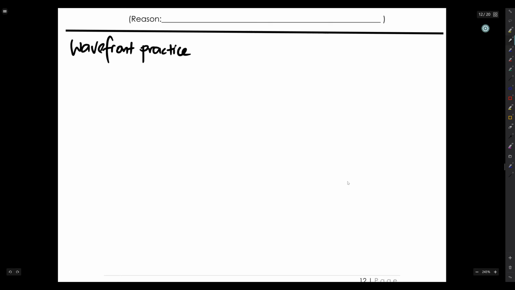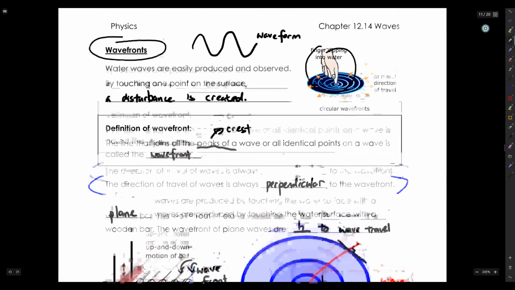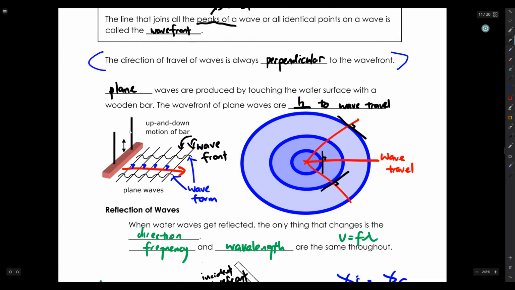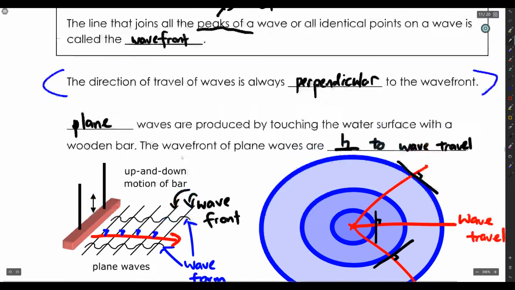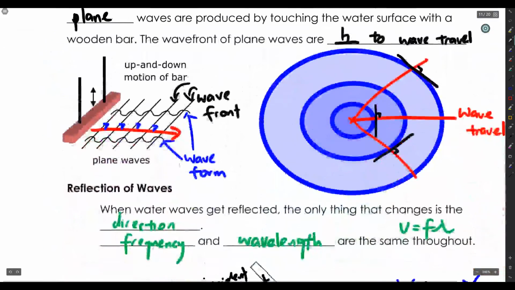Basically what we want to do is to learn how to draw wavefronts, and actually drawing wavefronts is quite simple. Most wavefronts that you are required to draw are plane waves. What are plane waves again? Plane waves are waves that are created by an up-down motion of a bar, and you realize your wavefronts are actually just straight lines. So you don't have to draw the circular wavefront. Most of the time we only want you to draw the straight line wavefronts, which are quite simple.